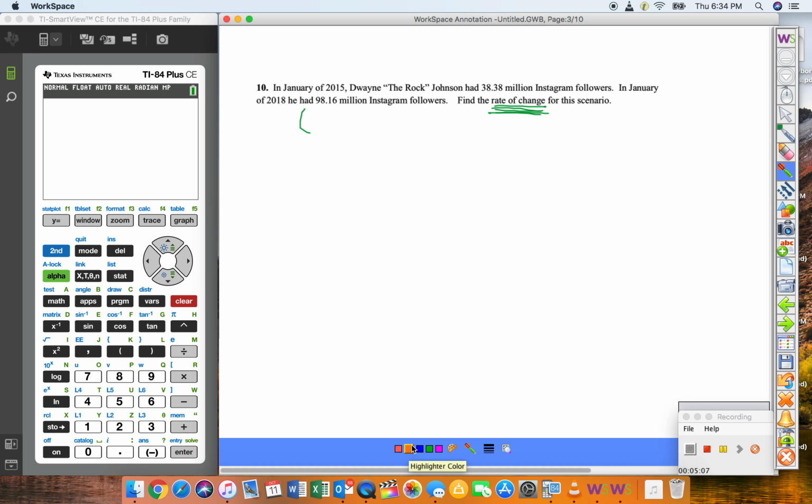Let's change it to orange. In this first bit of information right here, I need a time first. Time is usually your X value. So in 2015, and we were in January of 2015, and so was the other information. So we can just straight up use the year 2015. He had 38.38 million Instagram followers, so I can just use that decimal.